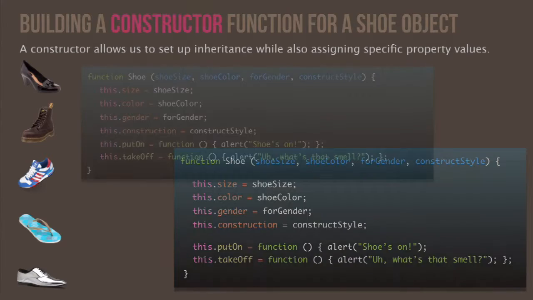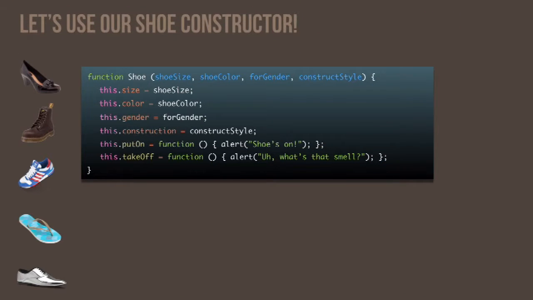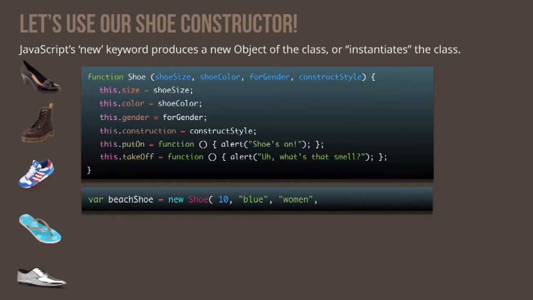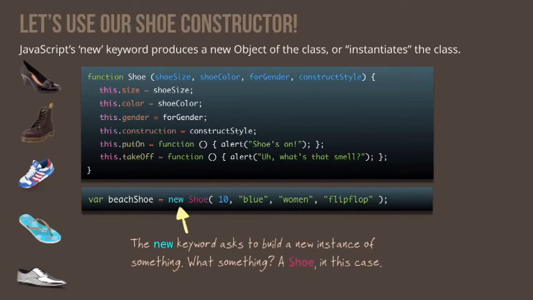Now we got to figure out how to use the constructor to actually make the new shoe object. Well, we got a new keyword here, and it is new, in fact. What we'll do is we'll establish a new beach shoe variable, and then we'll assign to it the object that comes out of the constructor function. How do we call the constructor function? You can see there that that new keyword asks the shoe constructor to make a new instance with these particular parameters, meaning 10 and blue and women and flip-flop.